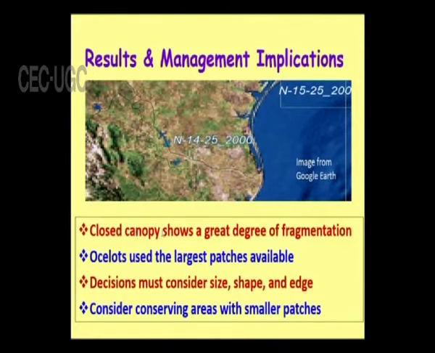The closed canopy shows a great degree of fragmentation. So, these are all the closed canopy. The ocelots used the largest patches available. That means, in this area only the ocelots are living, and decisions must consider the size, shape and edge, and consider conserving areas with smaller patches. And therefore, what conclusion are we arriving at? We have to look after this area also. Otherwise, what will happen? Ocelots will not live there for a long time, they will run somewhere else. So, we have proved that particular hypothesis.